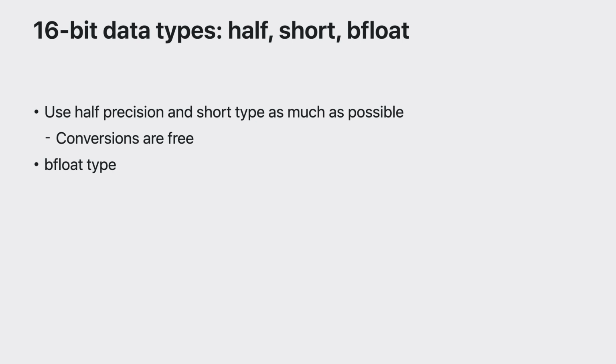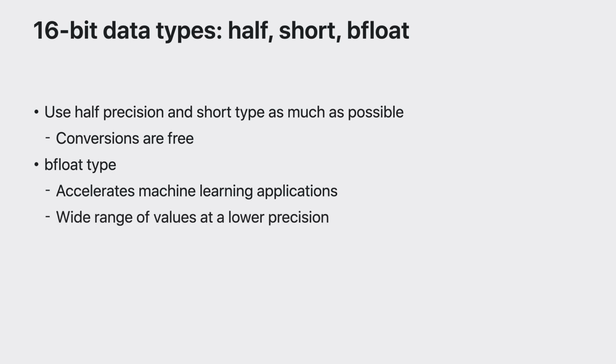bfloat is a 16-bit truncated version of float, best suited for accelerating machine learning applications. It allows wide range of values at a lower precision. bfloat data type has been supported since Metal 3.1. If your application has precision requirements that match with what is supported by bfloat, it is highly recommended to use this data type.